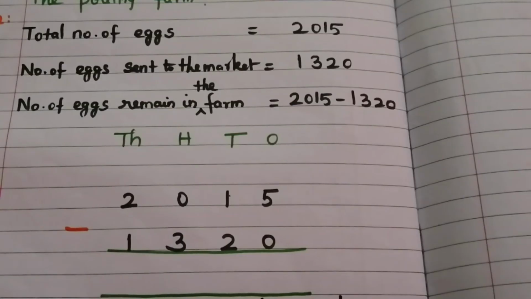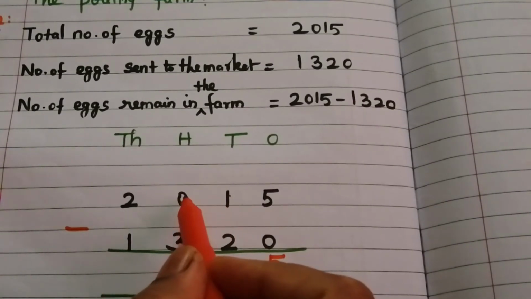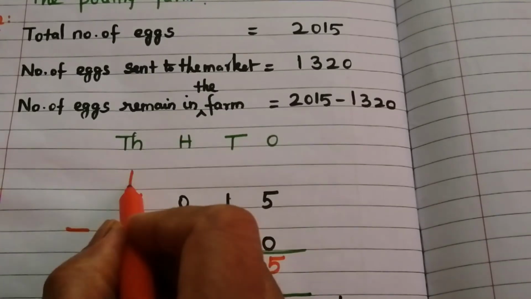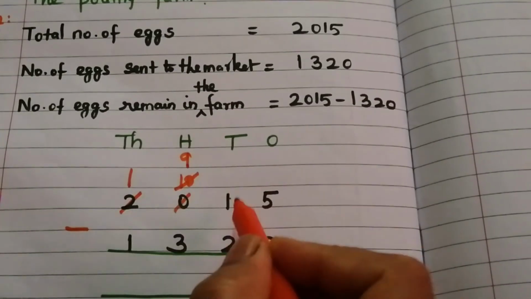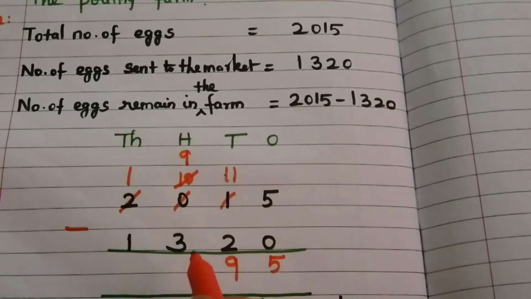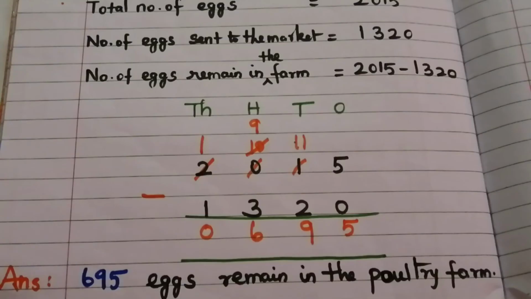Number of eggs remaining in the farm equals 2015 minus 1320. Start subtraction from ones place. 5 minus 0 is 5. We can't subtract 2 from 1. Borrow from here. Here the value is 0. So move to thousands place. Borrow from 2, it becomes 1, and this 0 becomes 10. Borrow from this 10, it becomes 9, and this 1 becomes 11. 11 minus 2 is 9. 9 minus 3 is 6. 1 minus 1 is 0. So the answer is 695. So 695 eggs remain in the poultry farm.